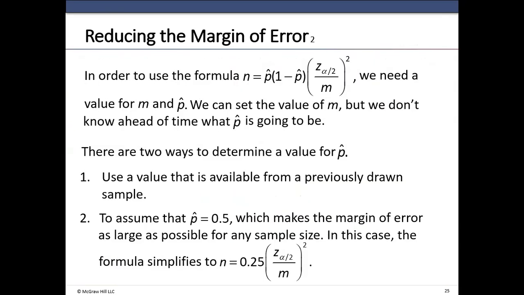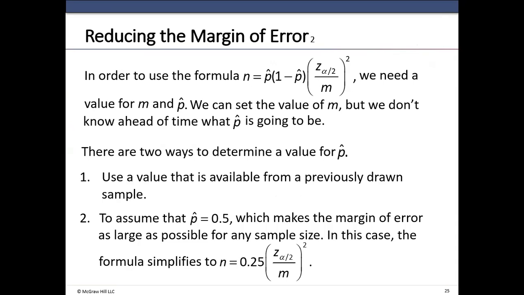So in order to use the formula n equals p hat times (1 minus p hat) times (z alpha by 2 divided by m) squared, we need both m and p hat. We can set the value of m, but we don't know p hat ahead of time. There are two ways to determine the value of p hat.